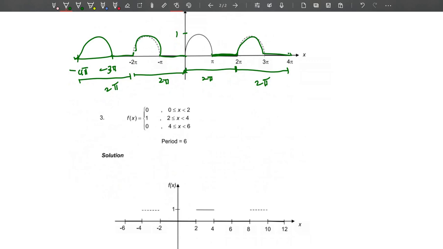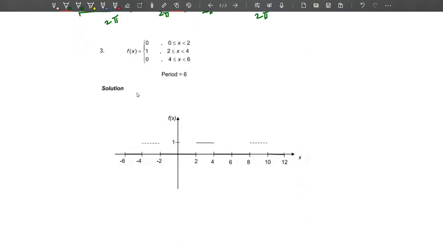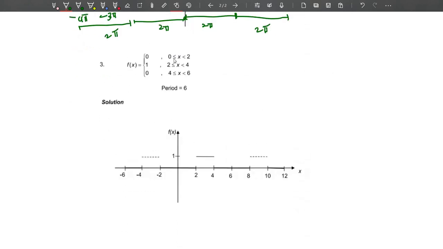Okay, the last one here, we have f(x) equal to 0 when x is between 0 to 2, 1 when x is between 2 to 4, and 0 when x is between 4 to 6. First, just sketch the graph. Between 0 to 2, it is equal to 0, a straight line at 0. And then 2 to 4, it is a straight line at y equal to 1. And then 4 to 6, it is a straight line where y equal to 0.